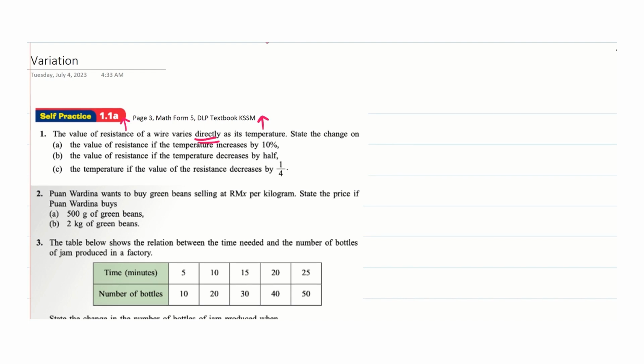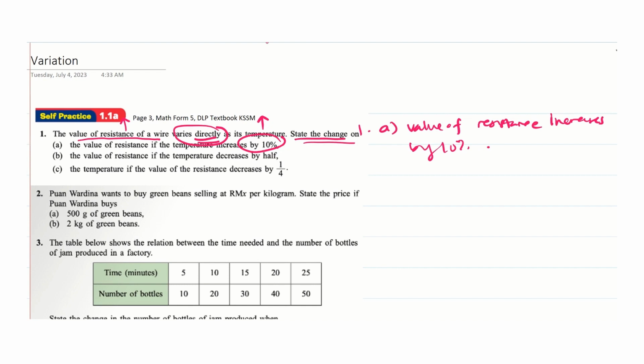The question wants you to state the change in the value of resistance if the temperature increases by 10%. So for 1A, when the temperature increases by 10%, the value of resistance will also increase by 10%. Why? Because the value of resistance varies directly as the temperature. So if temperature goes up, the resistance will go up. If the temperature goes down, the resistance will go down.